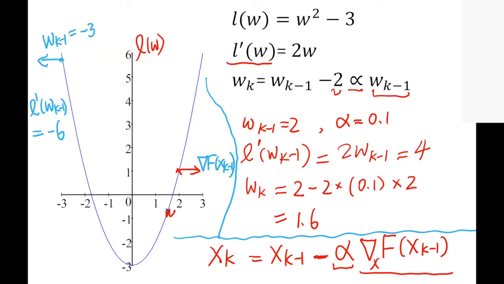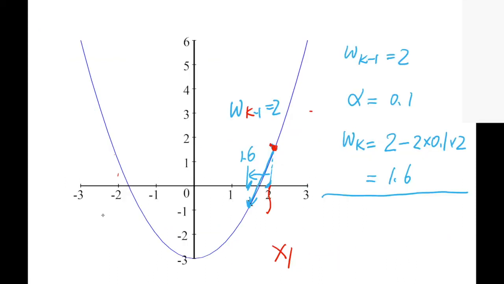All right, so enough talk about gradient directions. Now our w_k is 1.6. So what should w_{k+1} be then? It's 1.6 minus 2 times 0.1 times 1.6.